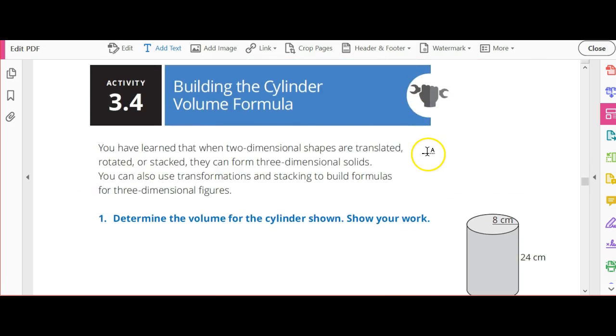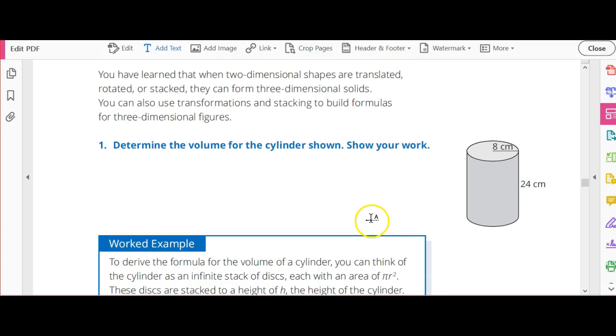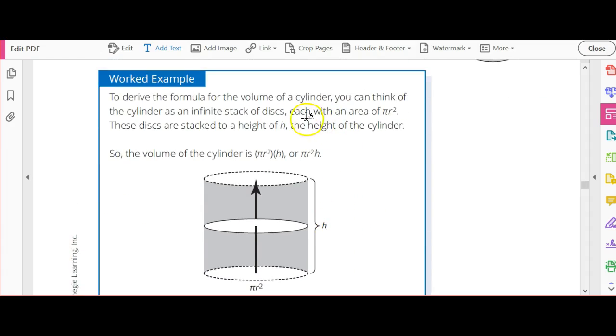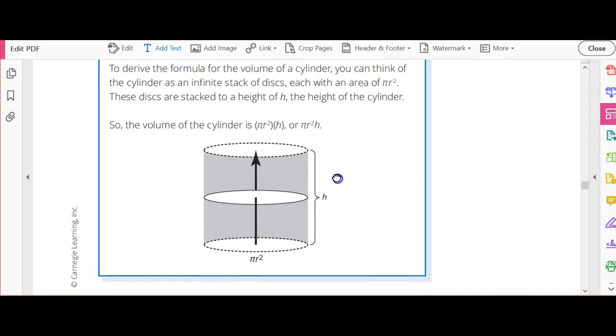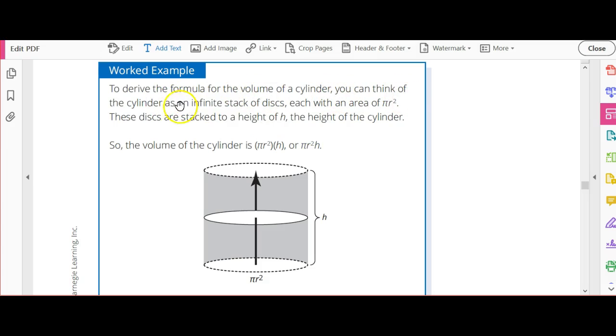Okay. Now it says determine the volume for the cylinder shown and show your work. Now down here they're going to show you the work, right? And here they're talking about a really interesting concept. In fact, let me take that tool off and use this tool right here. Okay, so it says here to derive the formula of the volume of a cylinder, you can think of the cylinder as an infinite stack of discs. Each disc has an area of pi r squared, right? So like this base down here has the area of pi r squared. And then we just keep adding discs on top, and we stack.